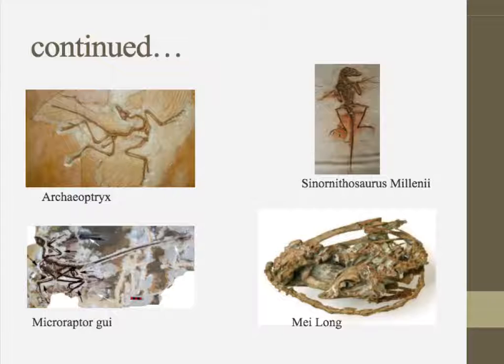The one on the top left is the Archaeopteryx, and the one on the top right is the Sinornithosaurus millenni. The one on the bottom left is the Microraptor gui, and the one on the bottom right is the Mei long. These are the fossils that biologists have studied to look at the evolution of modern-day birds.